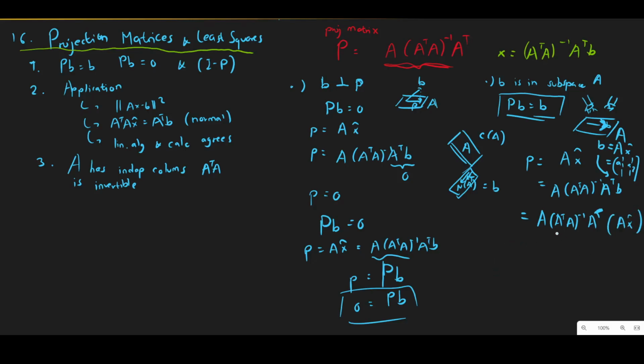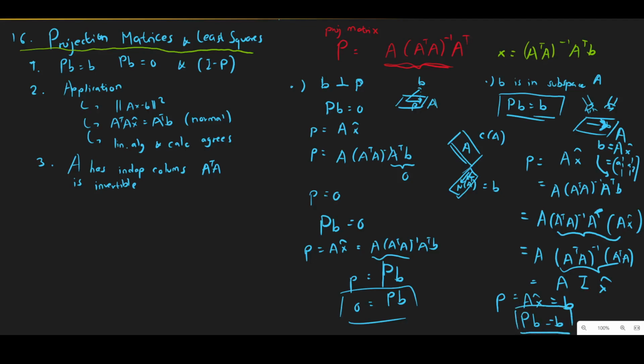Okay, now see this form right here, and let's play around with the parentheses, and we will have A transpose A inverse, and we have A transpose A. This will be equal to the identity, and we will have A times identity times x hat, which means that the projection is A x hat, which is equal to b. Now again, the p is actually just P b, and this will equal b. So we got the second proof here.